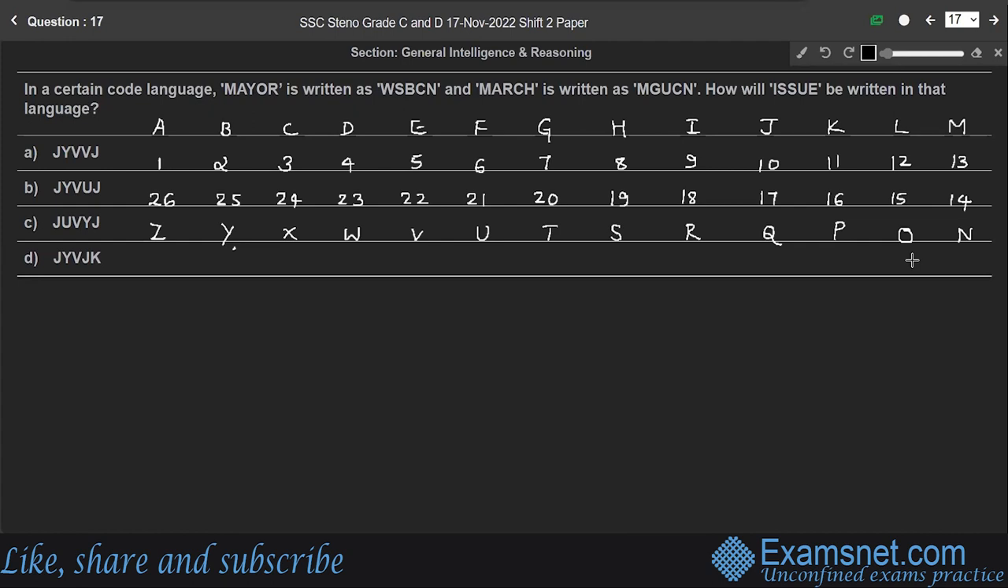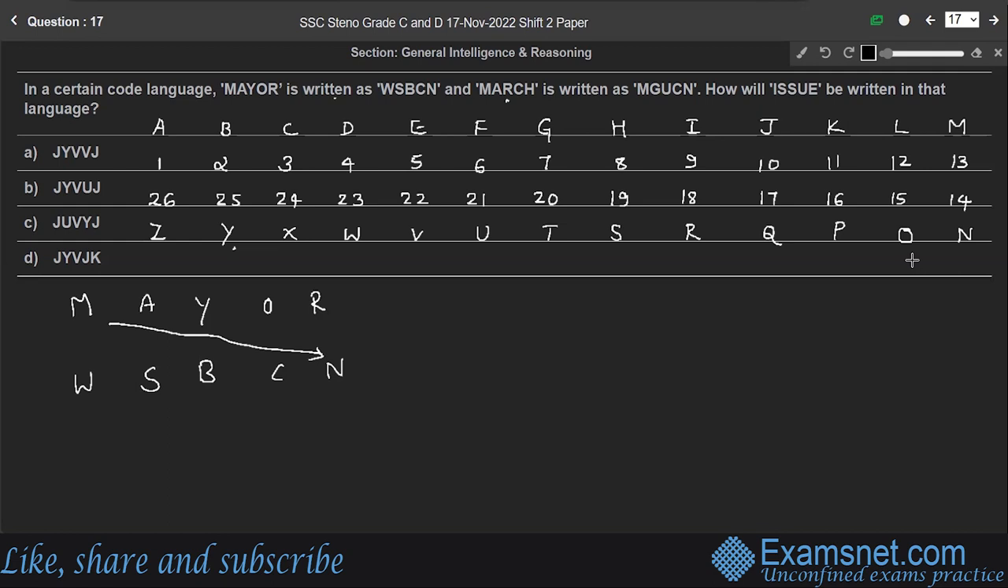Question number 17. In a certain code language, Mayor is written as WSBCN and March is written as MGUCN. How will issue be written in that language? Here we'll consider the first word Mayor, M-A-Y-O-R. The code for Mayor is WSBCN. So here, students, M is coded as N. The first letter of the word is coded as the last letter of the given code.